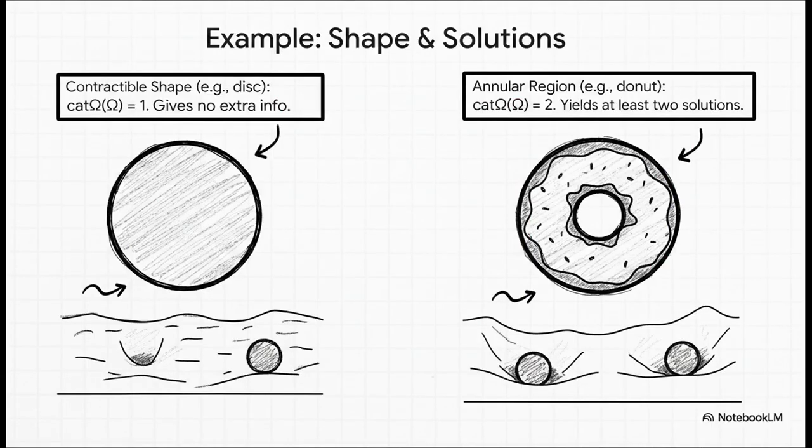And the paper gives us this fantastic example to make it all click. Let's say your space is just a simple disk. Its complexity score, that LS category, is just 1. Okay, doesn't tell us a whole lot. But what if the space is shaped like a donut, an annulus? Suddenly its complexity score jumps to 2. And here's the kicker. Because of that hole in the middle, the math guarantees that you're going to have at least 2 totally different stable solutions. It's wild, right? The actual shape of the space is telling the system how it's allowed to behave.